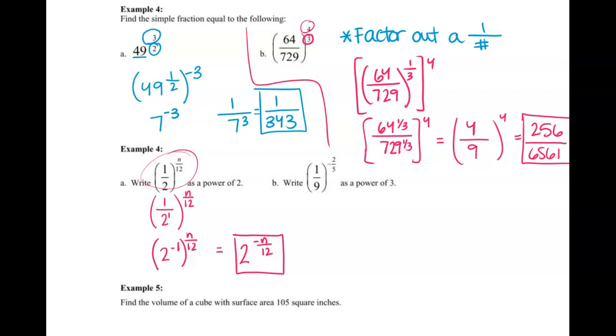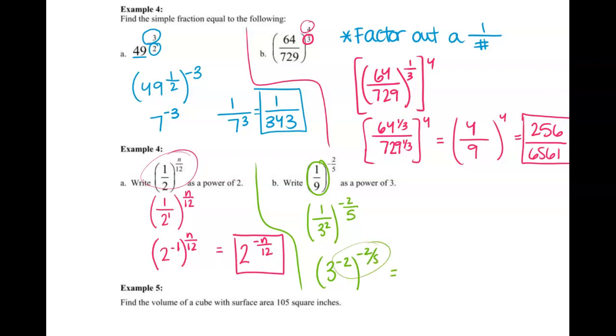Okay, so now for 1 over 9 to the negative 2/5, I want to write it as a power of 3. So I'm going to focus on this inside, and I can write 1 over 9. We're looking for powers of 3, so 9 is the same as 3 squared. So 1 over 3 squared to the negative 2 over 5. 1 over 3 squared is 3 to the negative 2nd, and this is to the negative 2 over 5th power. If we multiply these exponents together, negative 2 times negative 2 over 5, the negatives cancel. We get 3 to the 4/5 power.